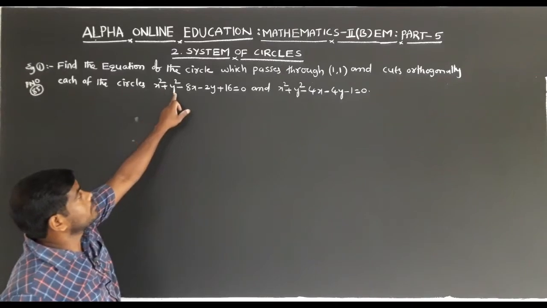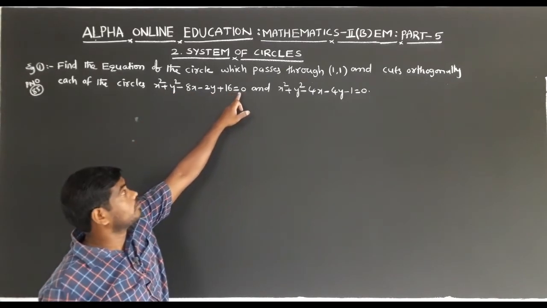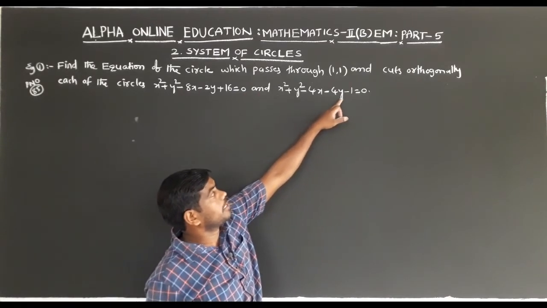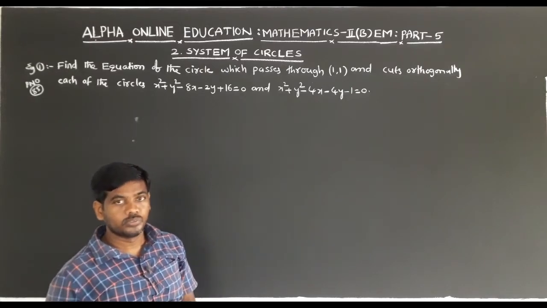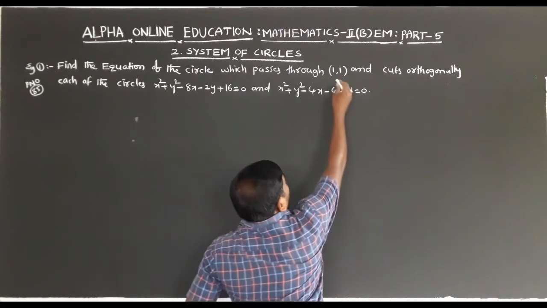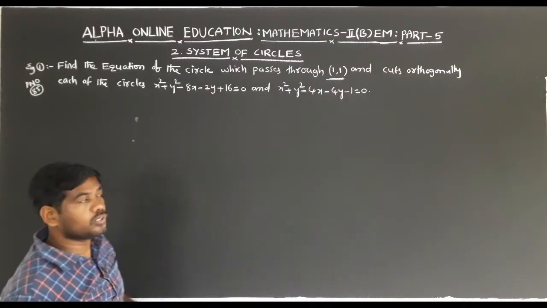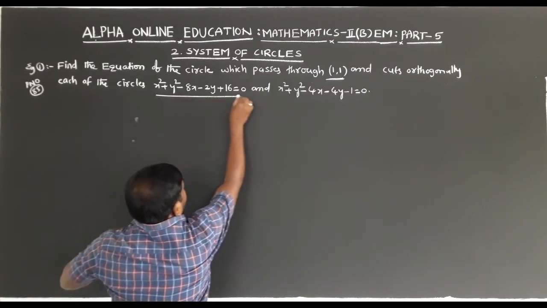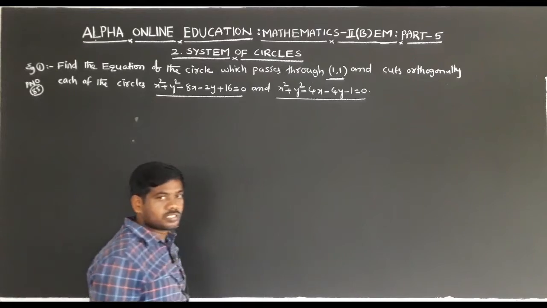x square plus y square minus 8x minus 2y plus 16 is equal to 0 and x square plus y square minus 4x minus 4y minus 1 is equal to 0. The circle passes through (1, 1) and cuts orthogonally each of the circles. This is the first circle and this is the second circle.